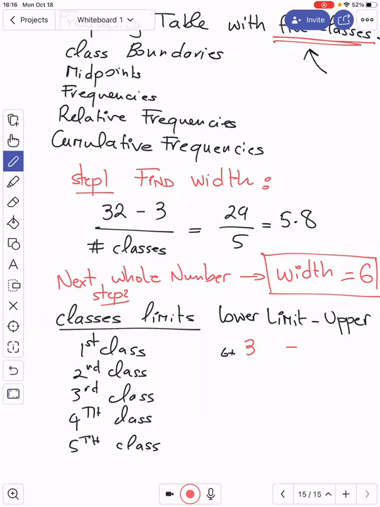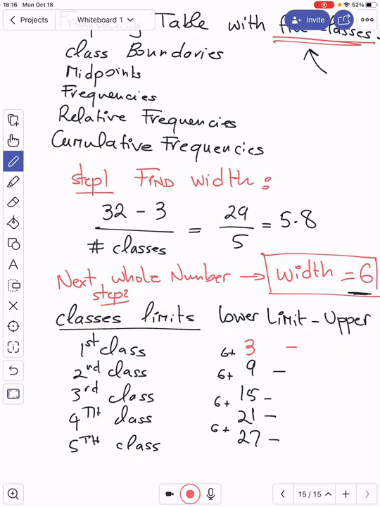right? Again, the 6 is the width. So 3 plus 6 will be 9. Plus 6 again will be the lower limit of the third class, so that will be 15. For the fourth class, 15 plus 6 will be 21. It's always plus 6. And 21 plus 6 will be 27. All right, that's for the lower limit.